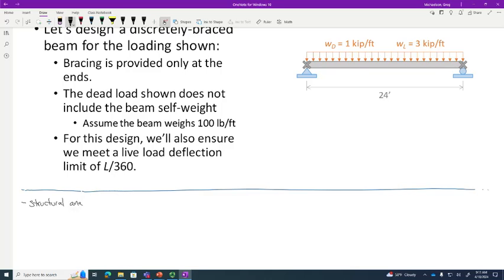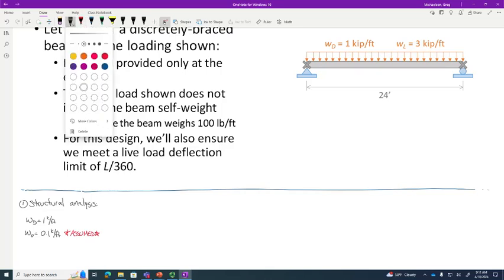Let's do step 1. Let's do it like that. So we've got, and we're going to go with 0.1 kip per foot.